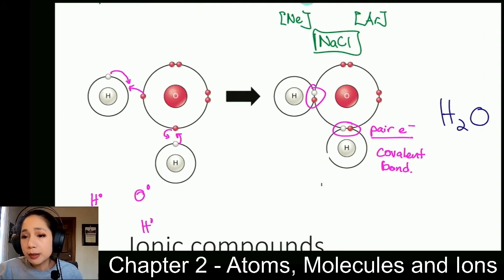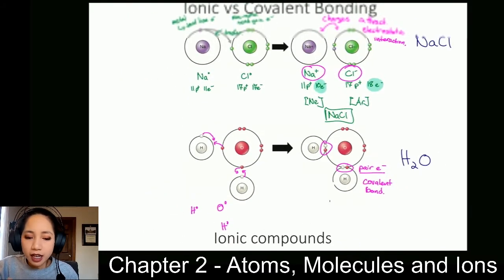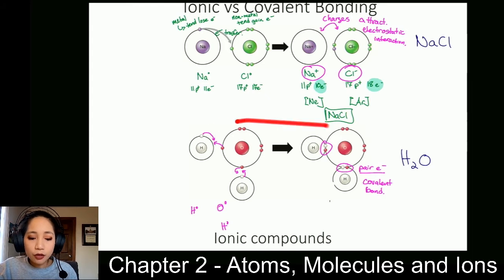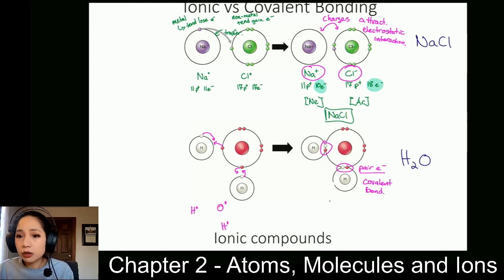So we can draw similar pictures for molecular compounds such as methane or carbon dioxide, and we'll get more into that when we look at Lewis structures in a later chapter. All right, that's the gist of it. Ionic compounds, those bonds, the ionic bonds, are formed through the transfer of electrons from a metal to a nonmetal to form your cation and anion. Covalent compounds, or molecular compounds, are formed from the sharing of electrons in all nonmetal compounds.